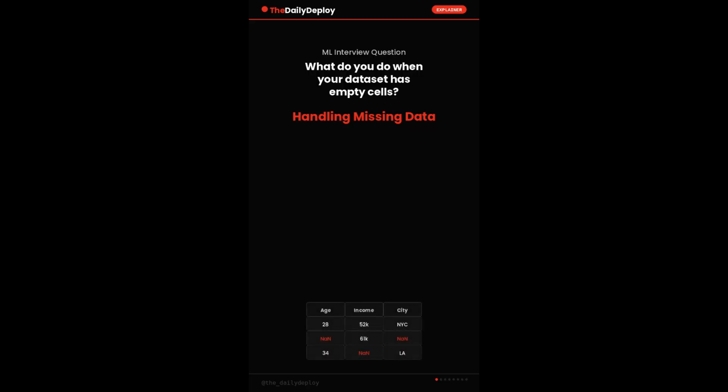What should you do when your dataset contains empty cells? Those missing values can seriously affect your analysis if you don't handle them correctly. Missing data creates three major problems. Some machine learning algorithms cannot process missing values at all. Missing information can introduce hidden bias into your results, and deleting data carelessly may waste valuable information.